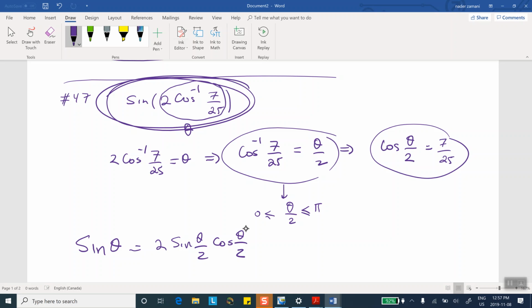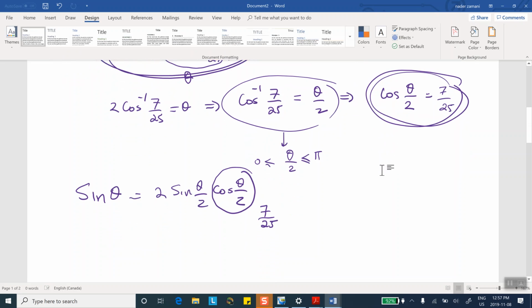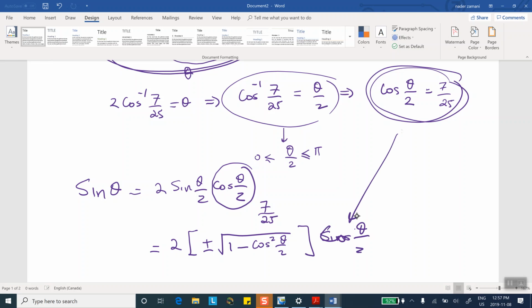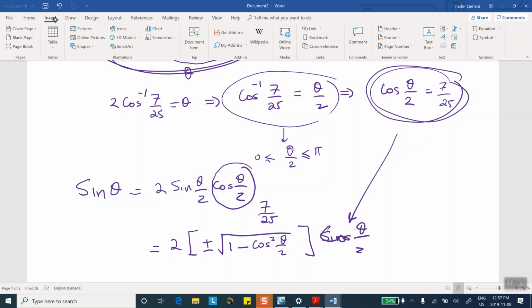Now, this one we already have. We know that this is 7 over 25 right there. You see that from here. So what we need is to find the cosine of that. But sine of theta over 2 is plus or minus the square root of 1 minus cosine theta over 2, and then cosine of theta over 2. That we have, no problem. The question is, which one of these two algebraic signs do we want?